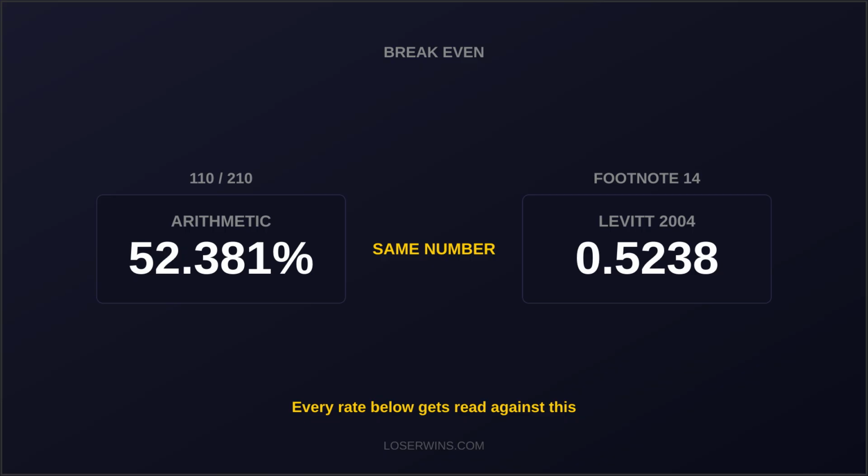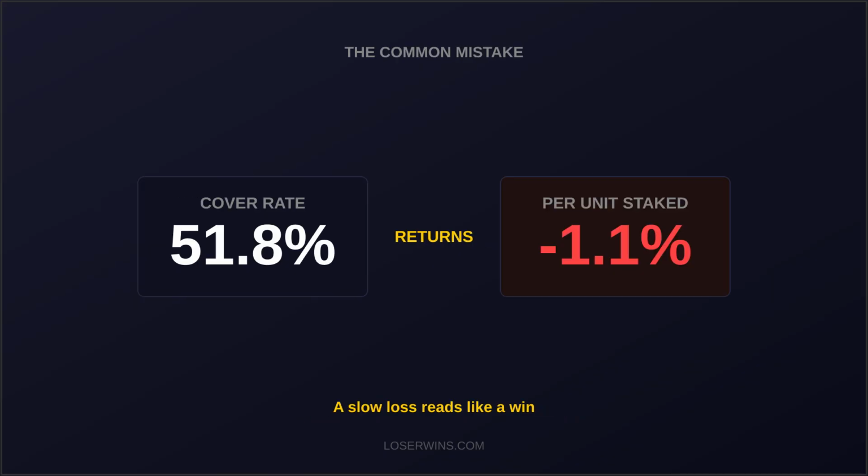Most of the rates quoted on betting sites don't reach it. Here is the part that goes wrong most often. A cover rate of 51.8% sounds like a winner. It returns roughly negative 1.1% per unit staked, and no quantity of citation underneath it changes that sign. The mistake is arithmetic, and it survives because the number looks like it clears when it doesn't.